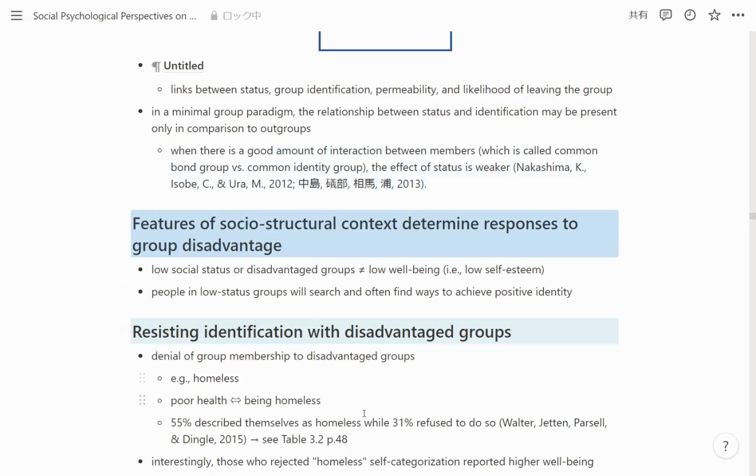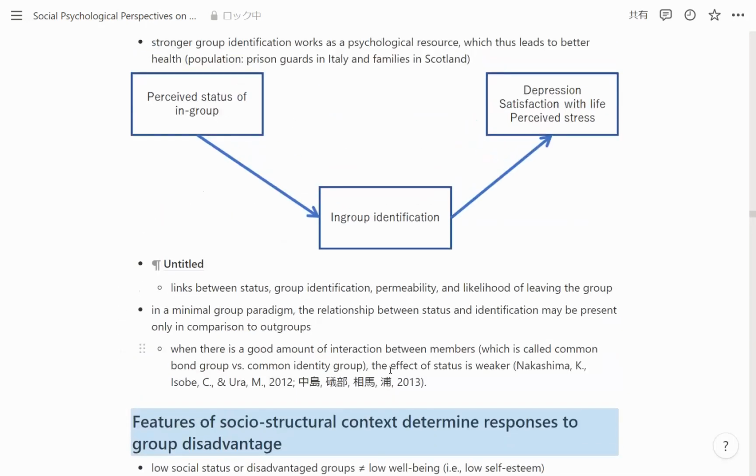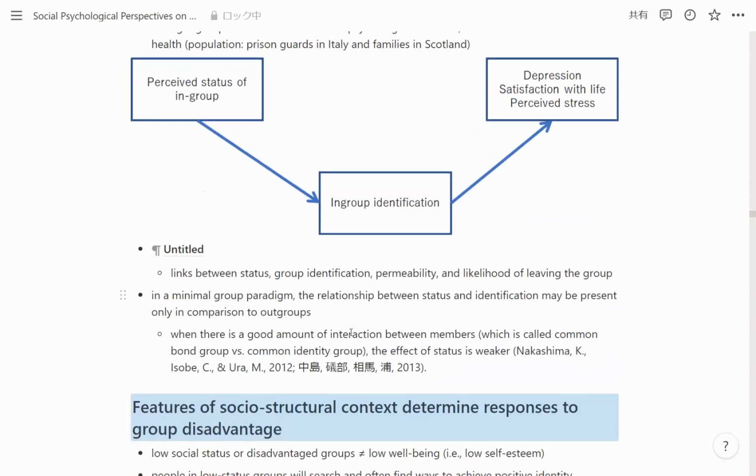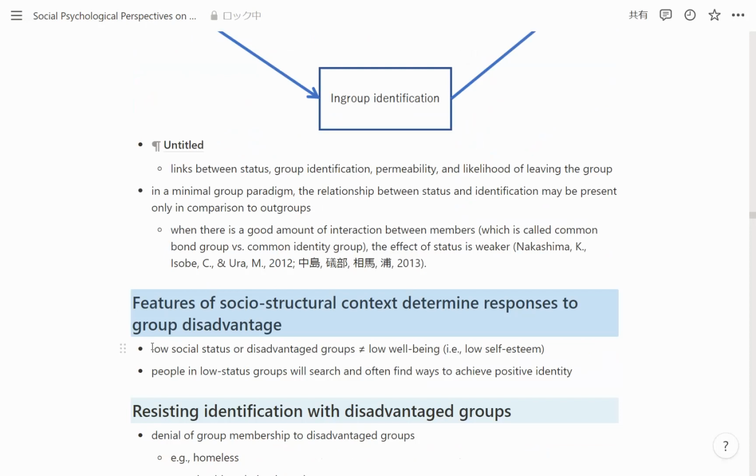So as I have said, when people perceive the status of their group as low, they would develop lower or weaker in-group identification. But this doesn't mean that low social status or disadvantaged groups would lead to low well-being or low self-esteem. People in low status groups can actually search for and often find ways to achieve positive identity. So as I said, status is not the only way to achieve positive identity.